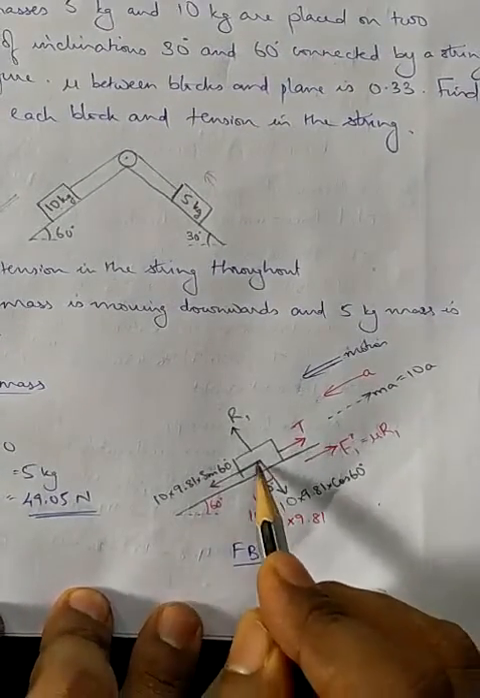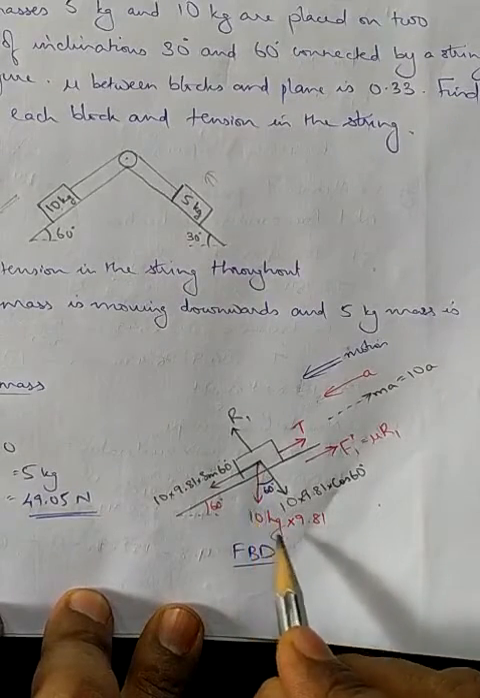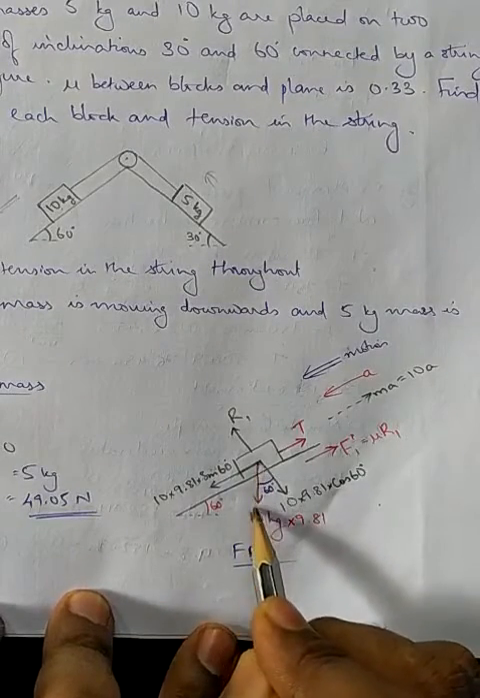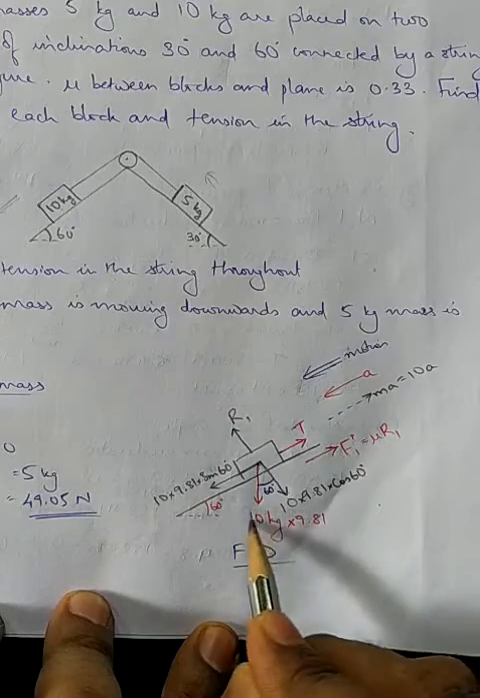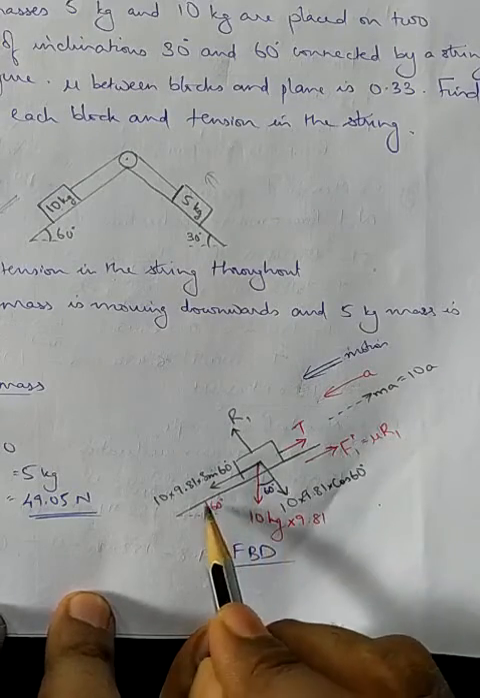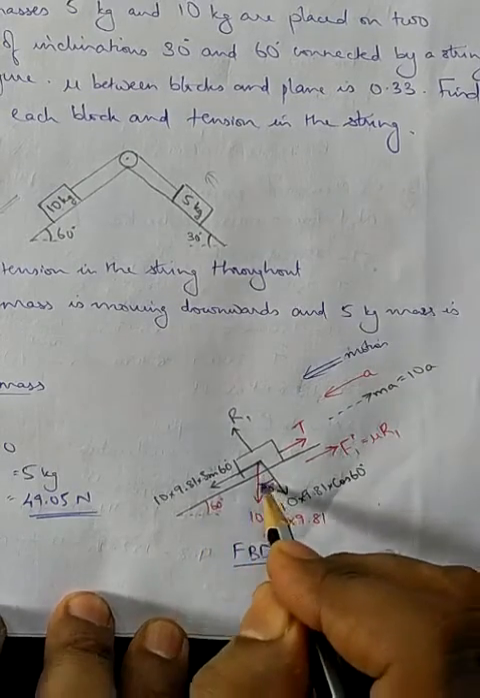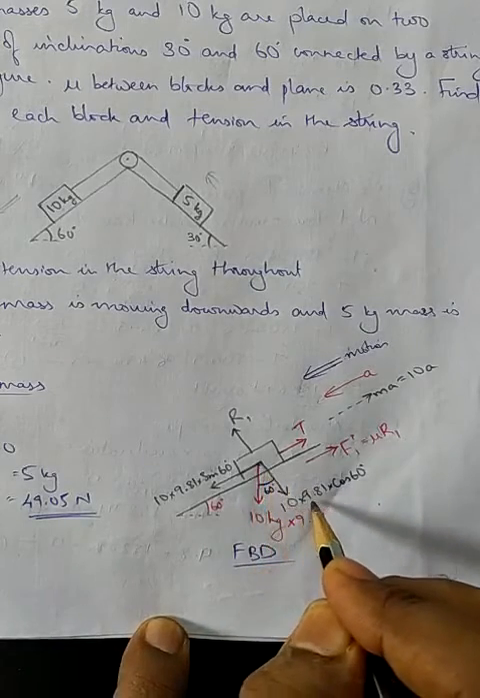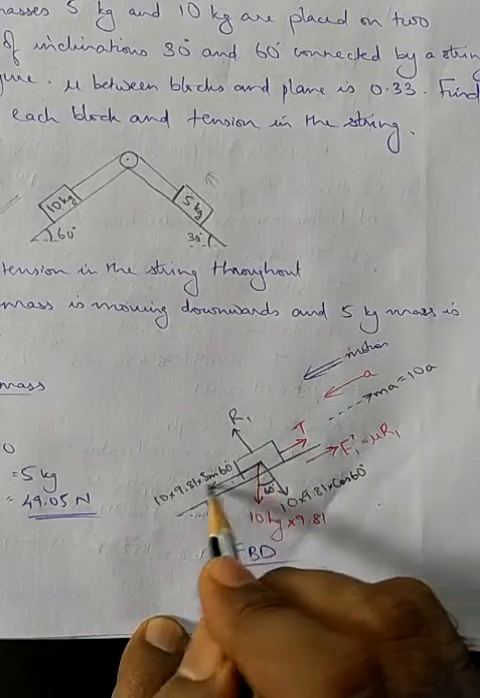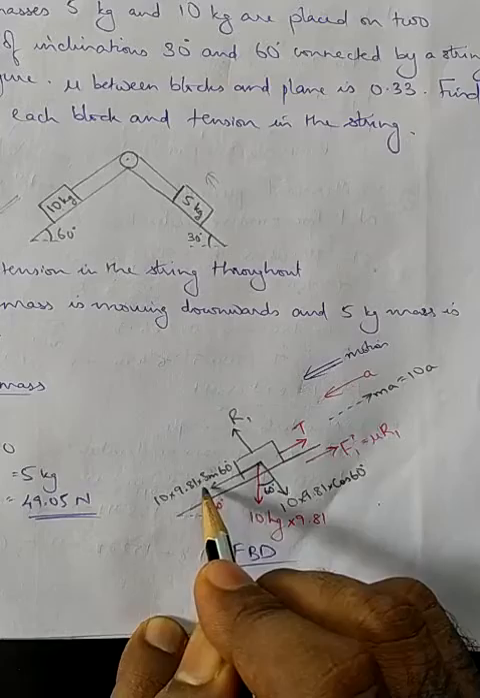So 10 kg, this is mass. So we have to convert all this in terms of weight itself. So 10 kg acting downwards, we have converted into weight. So it is 10 into 9.81. It is making an angle 60 degree. So this will be 60 degree. This will be 10 into 9.81 into cos 60, and this will be 10 into 9.81 into sin 60.